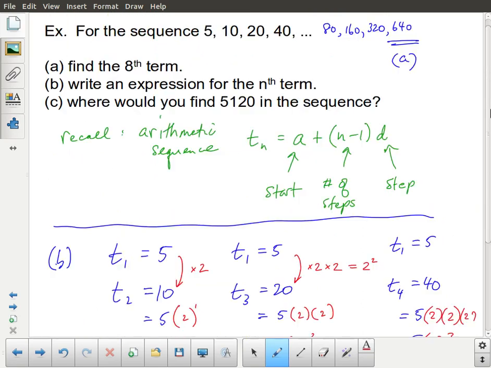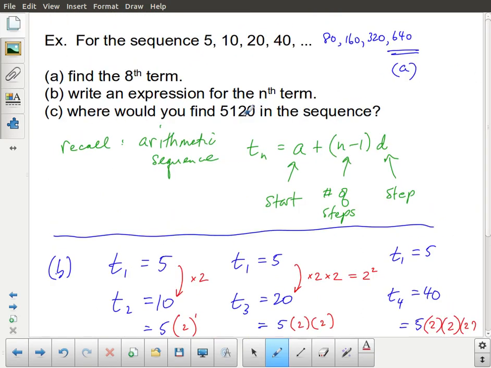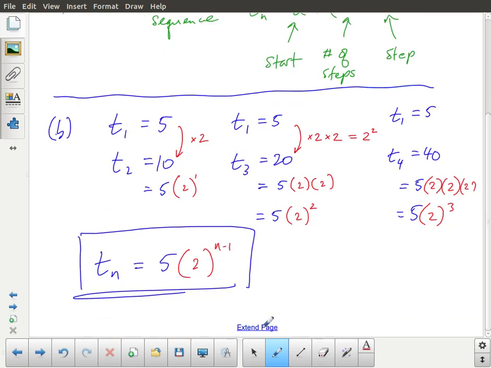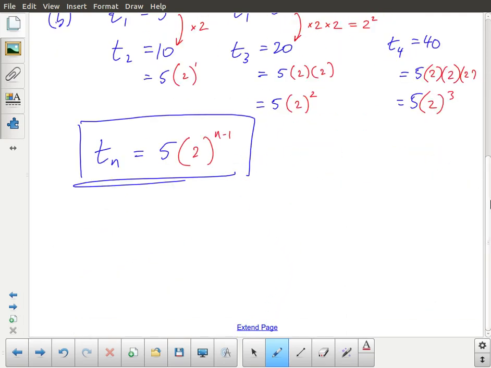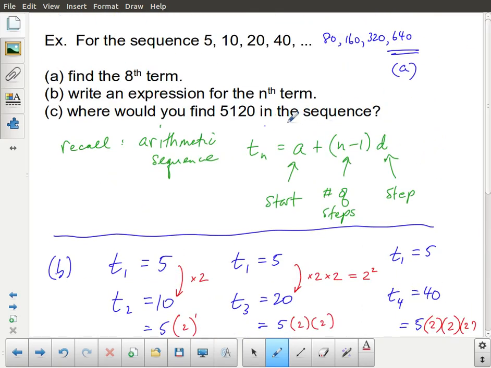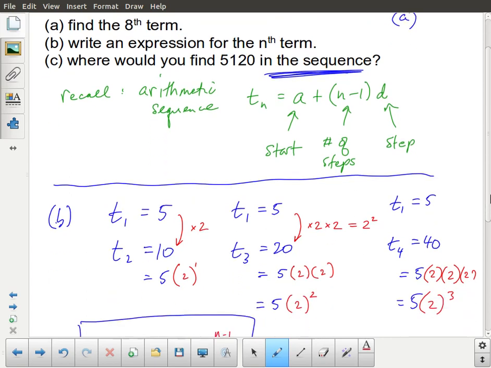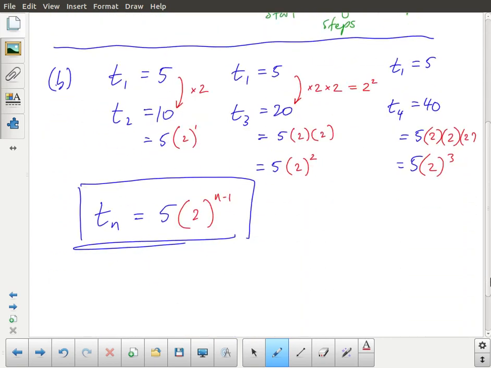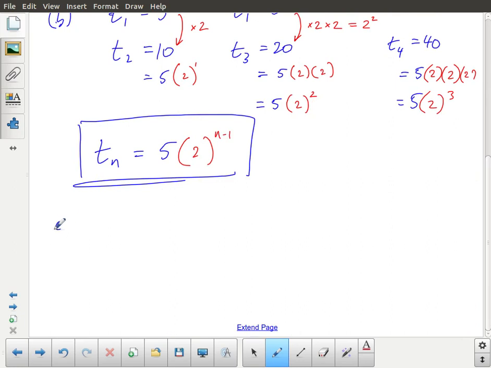And now the last part of the question: where would you find 5,120 in this sequence? First of all, it tells us in this sequence, so it's understood that this is an actual number in the sequence. If we just wrote out the sequence, eventually we would end up at 5120. But that's not very elegant, and if I ever ask you a question like that, it's not what I'm looking for.